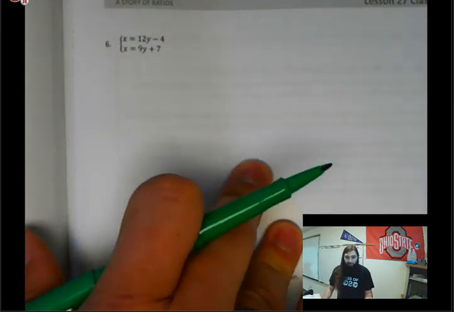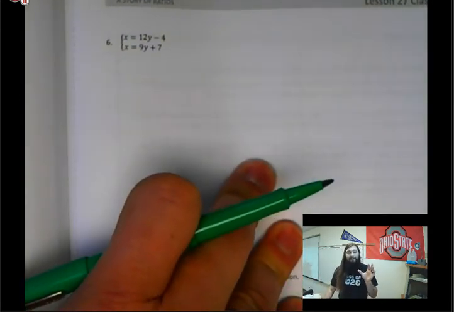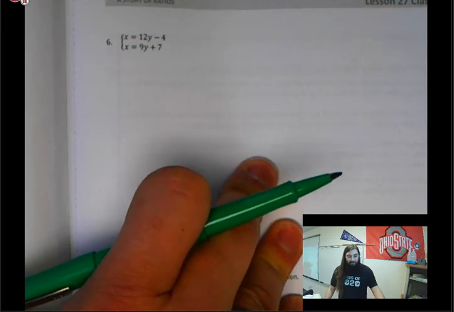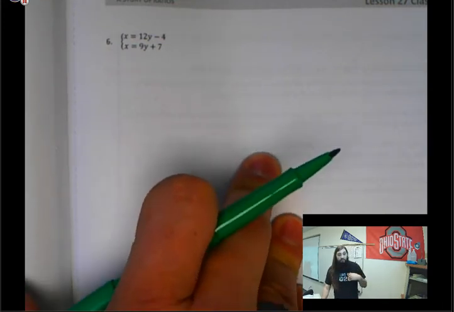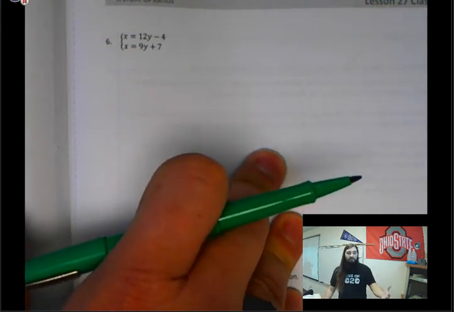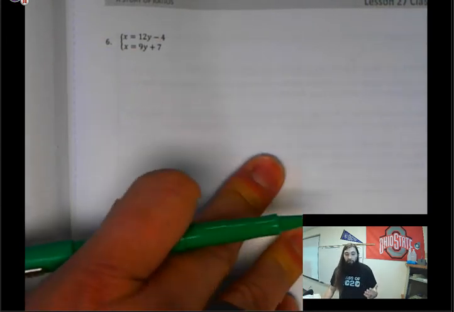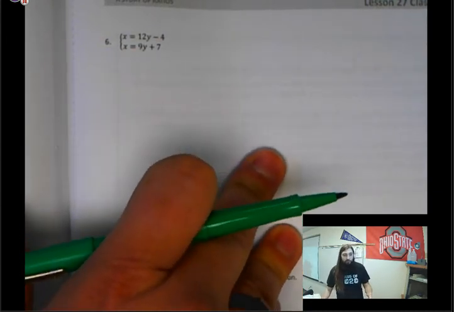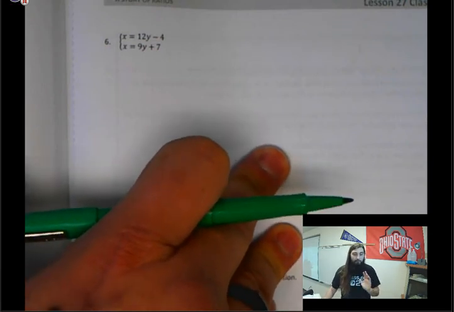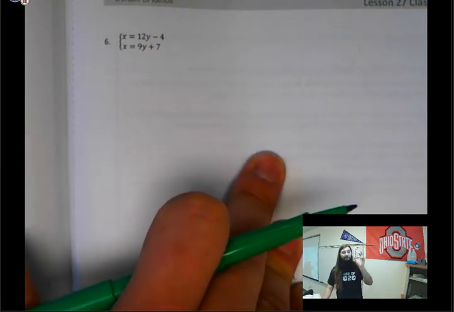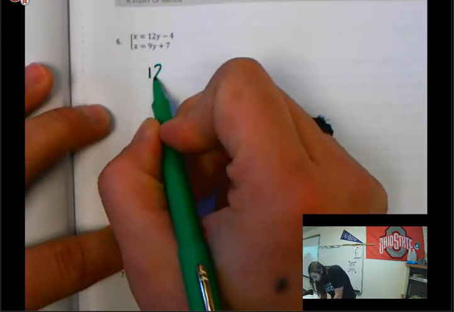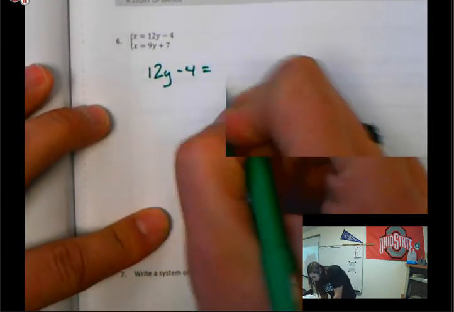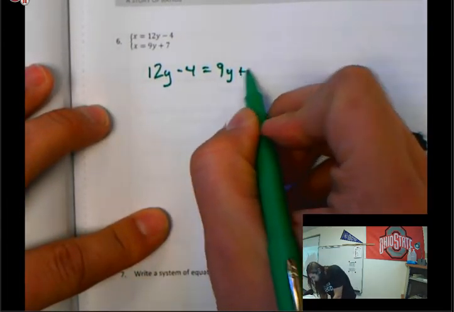When we have a set of equations that give us essentially the same value for the same variable, we can set them equal to each other. The same thing would be true if we had two equations in slope-intercept form, y equals blah, blah, blah, and y equals blah, blah, blah. You take the expressions that they're equal to and set them equal to each other. So we're going to go 12y minus 4 is equal to 9y plus 7.